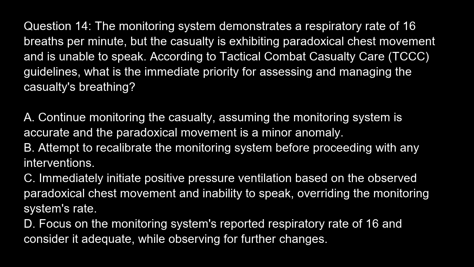Option C. Immediately initiate positive pressure ventilation based on the observed paradoxical chest movement and inability to speak, overriding the monitoring system's rate. Option D. Focus on the monitoring system's reported respiratory rate of 16 and consider it adequate, while observing for further changes.